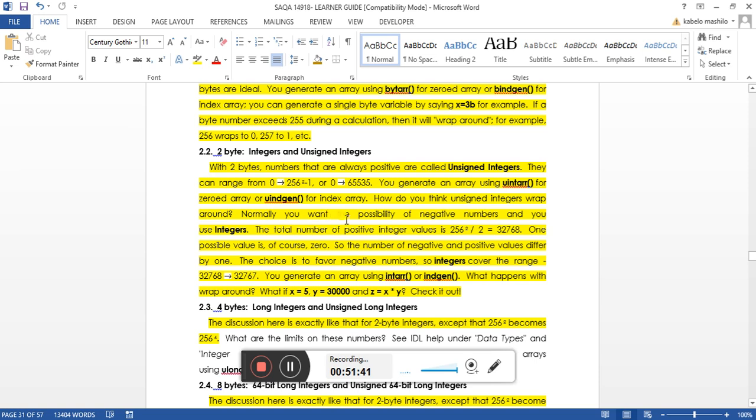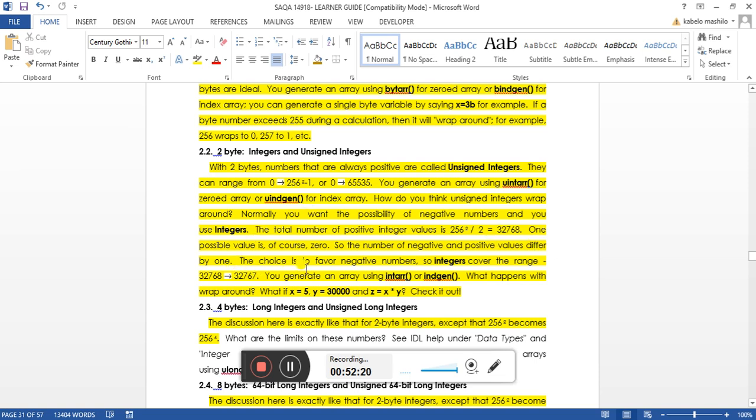Normally you want the possibility of negative numbers, and you use integers. The total number of positive integer values is 2 to the power 16 divided by 2, which is 32,768. One possible value is, of course, 0. So the number of integer and positive values differ by 1.